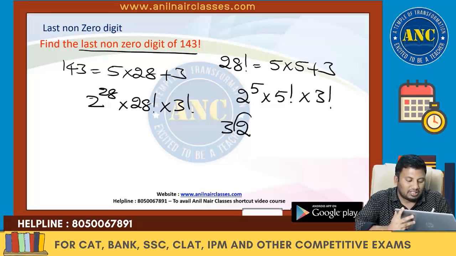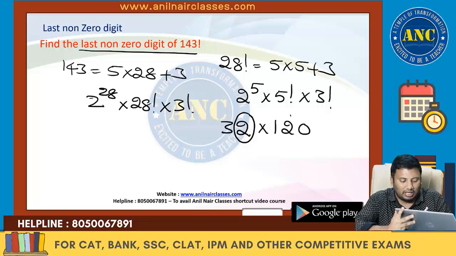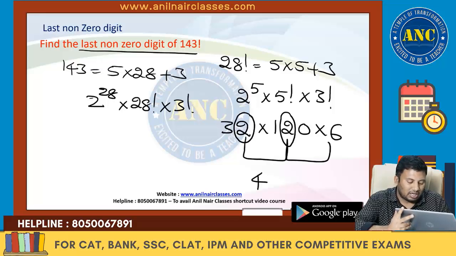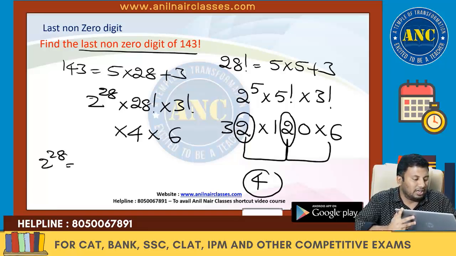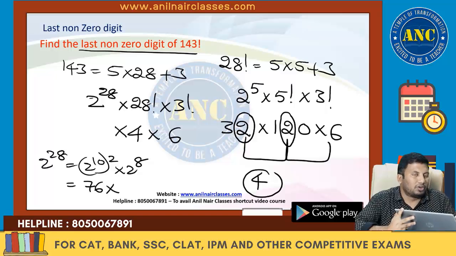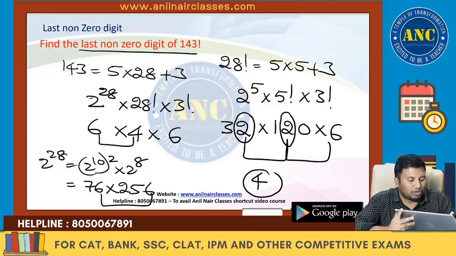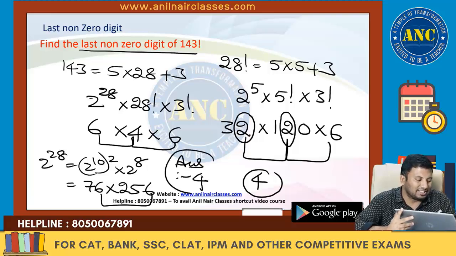2 power 5 is 32, so the unit digit is 2. 5 factorial is 120, right? These 6, 2 2s are 4, 4 6s are 24, it is 4. So these 4, 3 factorial is 6. 2 power 28 is nothing but 2 power 10 power 2 into 2 power 8. 2 power 10 is 1024, 24 power even is 76, into 256. 6 6s are 36, 6 4s are 24, 4 4 6s are 24. I hope the logic is clear.